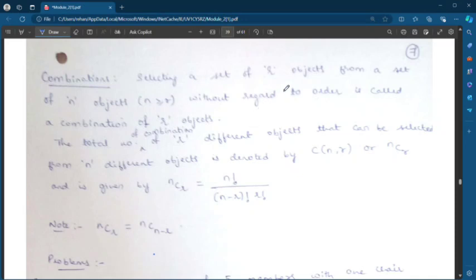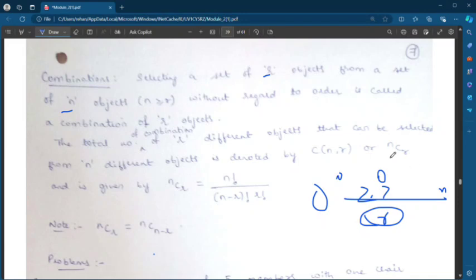So you're selecting a set of R objects from a set of N objects such that N is greater than or equal to R. Obviously, you have 0 to N, and in that some portion you're taking, that is R, without regard to order. So here we are not caring about the order. It is called combination of R objects. From wherever we'll take, I won't take exactly from 2 to 7. I will take 1 from here, 1 from here, I'll take 7, then 13, then 19, and so on.